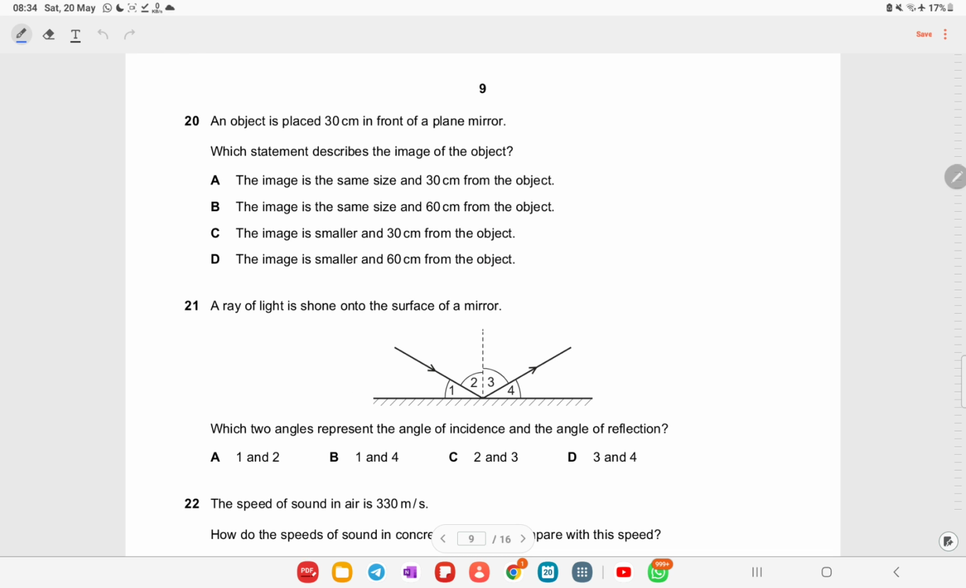An object is placed 30 centimeter in front of a plane mirror. Which statement describes the image of the object? The image is at the same distance, 30 centimeter. The image is the same size and 60 centimeter. Yes, this can be an option. The image is smaller and 30 centimeter from the object. The image is smaller and 60 centimeter from the object.